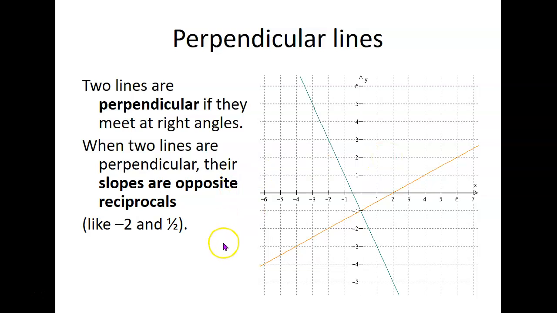So in that case, their slopes would be opposite reciprocals. Opposite in sign, so if one of them's positive, the other one's negative, but other than that, reciprocals of one another. So in this picture, the orange line has a slope of positive 1/2, and the blue line has a slope of negative 2 over 1, negative 2. So they are opposite reciprocals.